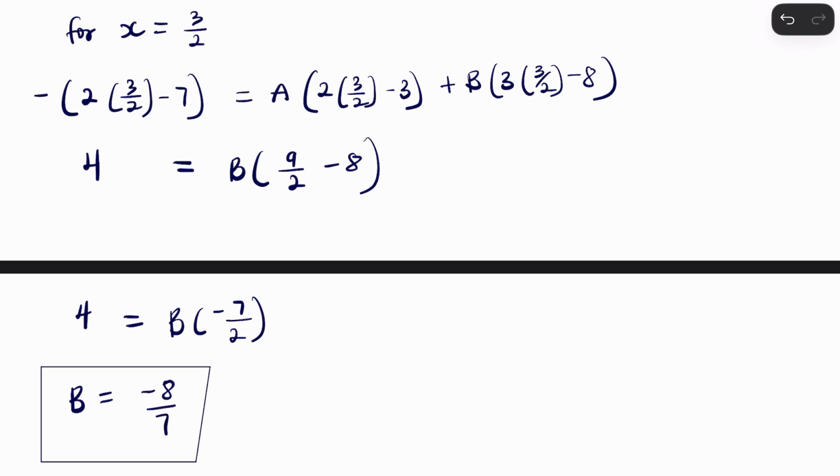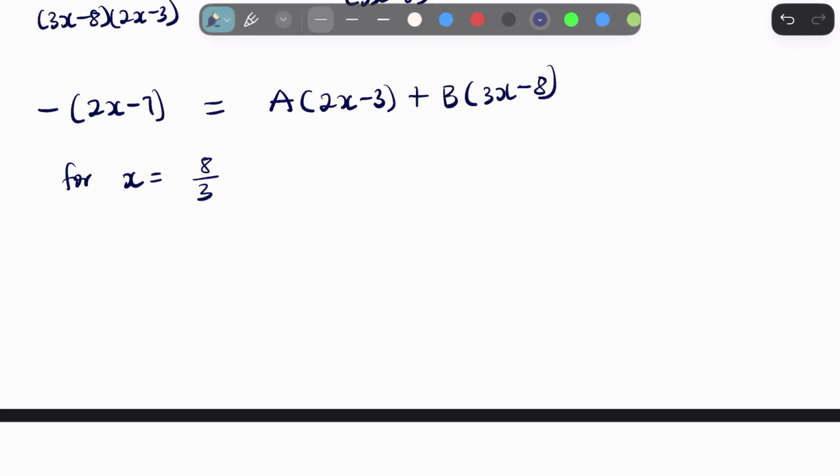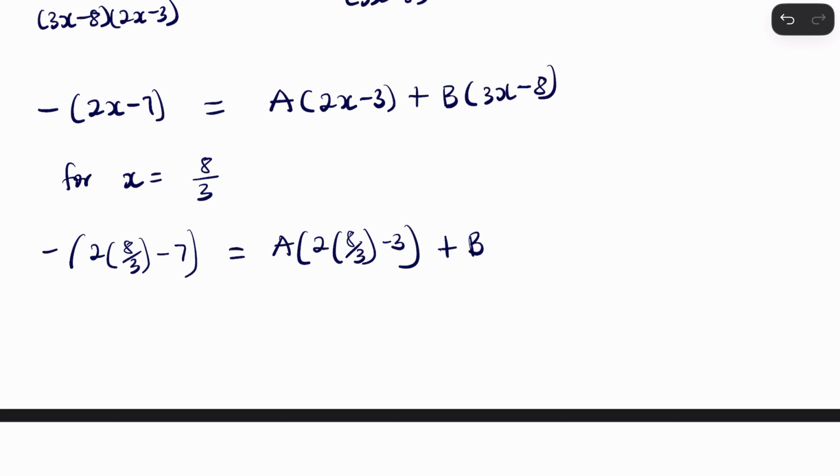So we now have the value for B. To solve for A, B must go to 0. So let's choose x to be equal to 8/3. So then we substitute x equal to 8/3 into this expression. So you're going to have -(2 times 8/3 - 7) is equal to A(2 times 8/3 - 3) plus B(3 times 8/3 - 8).